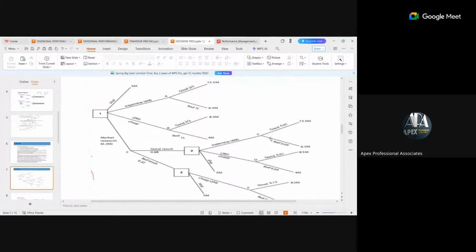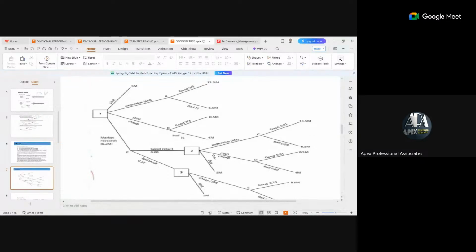Because it's good. When it is bad, since this is 0.91, as stated in the question, the associated probability will be 0.09. So the yield, the return, will be 6.5 million. In like manner too, you multiply this 0.09 by 6.5, and you add your results. You add your results, that is point C. We'll show the calculation.